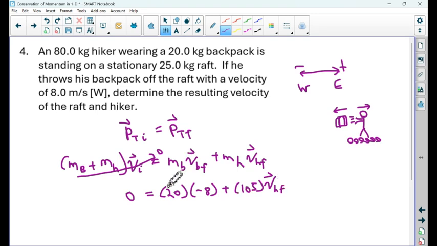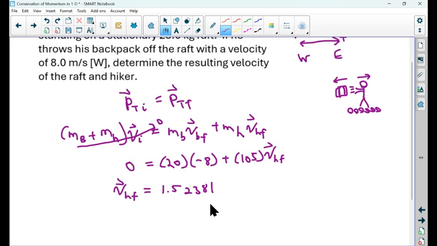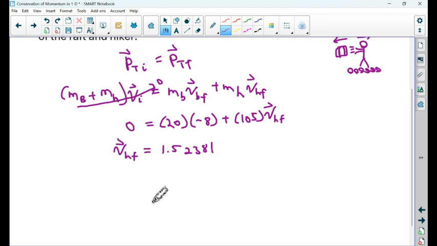Okay, so I'm going to multiply 20 times -8. Then I'm going to move that over to the other side, and then I'm going to divide both sides by 105. And I'm going to find that the final velocity of my hiker on the raft is going to be 1.52381. Let's round that off for significant digits. We're going to go to 2 significant digits. So that means the velocity of my hiker final is going to be 1.5 meters per second to the east.